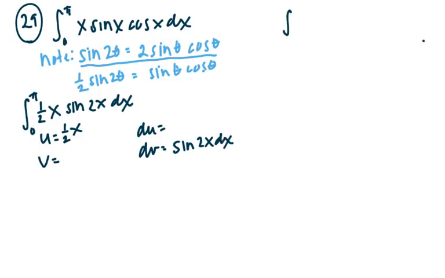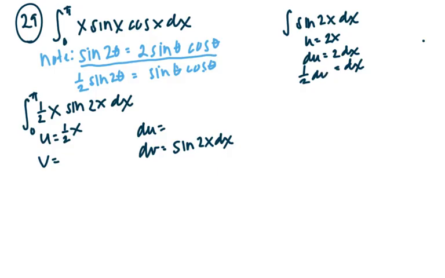So now let's talk about the integration of sine of 2x dx. This is u sub, but we're using u and v. We could use u, it's a totally separate problem. Let's let u equal 2x. So then du is 2 dx. So dx is 1/2 du.